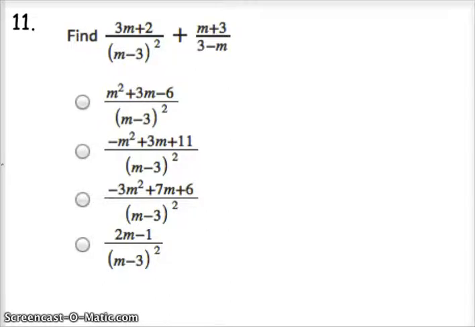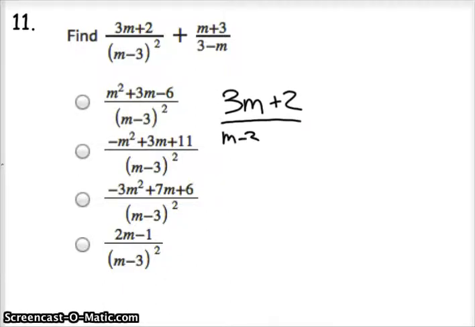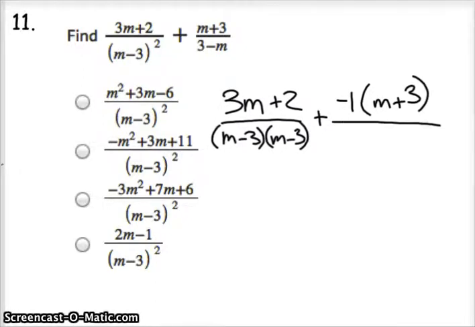And remember, to do that, if we have subtraction between the terms, we can multiply by -1, and then we can switch the terms around. So rewriting this, I'll have (3m + 2)/(m - 3)², which is the same as (m - 3) times (m - 3), plus -1 times (m + 3). And once I have that -1 there, I can turn my 3 and m, flip those. That'll be an m - 3.